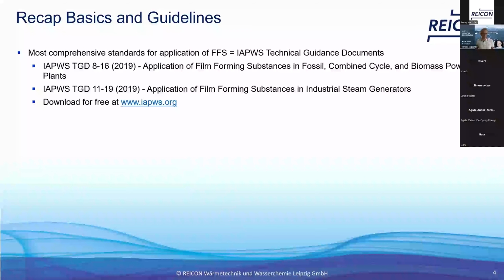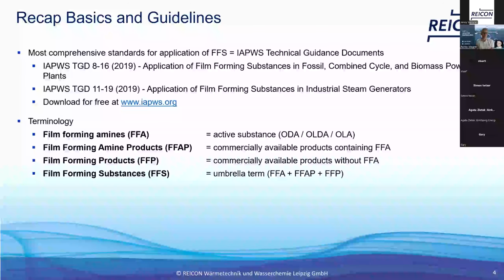And what is the main improvement with these standards? It's the terminology that we are using now for our film-forming amine topics. We have the film-forming amines, which are the active substances, and this is ODA, OLDA, and OLA. And then there are the film-forming amine products, which are the commercially available products containing one or two of those active substances or FFAs. And also they can contain different other chemicals like dispersants, like alkalizing products. And so this is the FFAP.